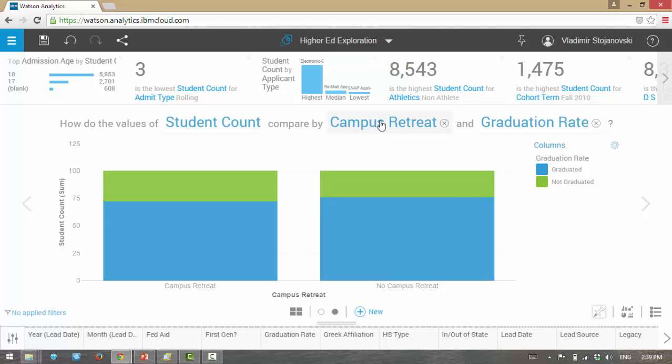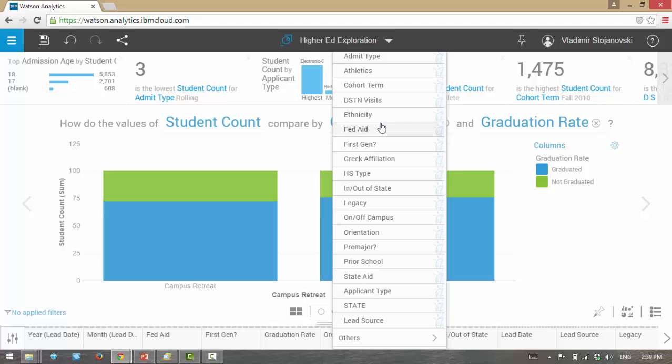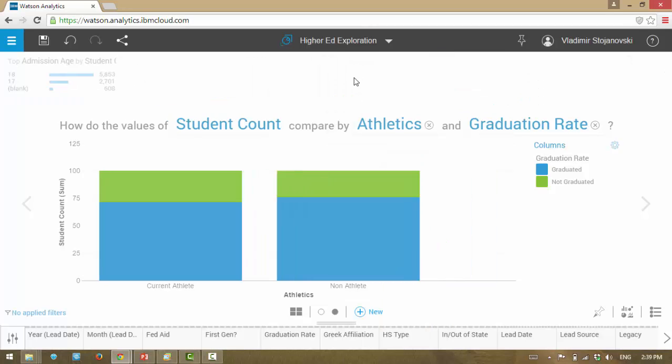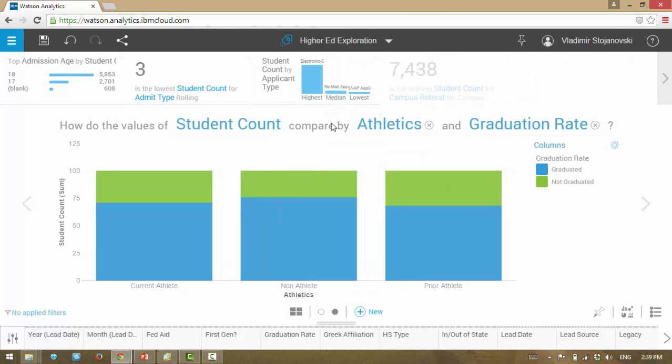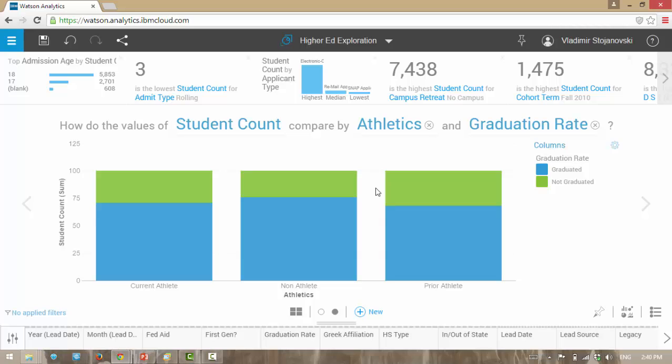As you can see, we can keep analyzing graduation rate by any of these variables that we have. Let's take one more, athletics. What we find here is that students that are current athletes have lower graduation rates than non-athletes as well as prior athletes. A more sophisticated analyst, however, will want to look at more than just one variable and see how that impacts graduation rates. For example, we looked at academic index in the past.